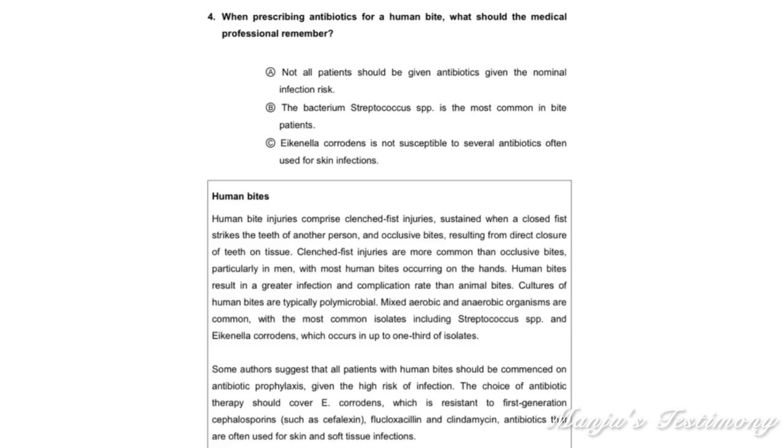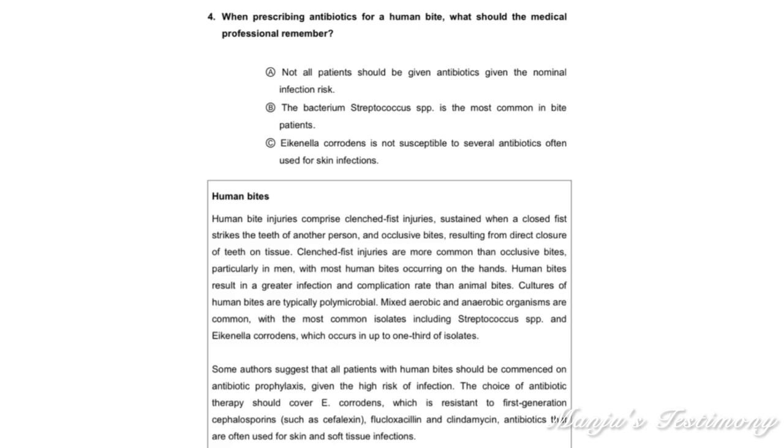When prescribing antibiotics for a human bite, what should the medical professional remember? Option A, not all patients should be given antibiotics given the nominal infection risk. Option B, the bacterium Streptococcus species is the most common in bite patients. Option C, Eikenella corrodens is not susceptible to several antibiotics often used for skin infections. So let's read the text now.